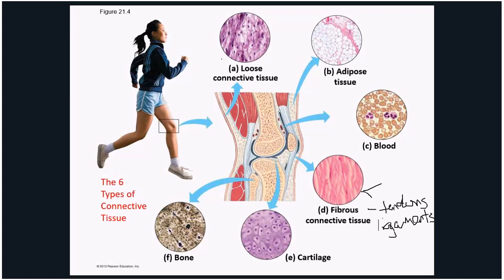And the last kind of connective tissue is bone. Bone is very rigid, which helps keep the structure of our body, and it has an extremely dense matrix that also has a lot of deposits of calcium in it.